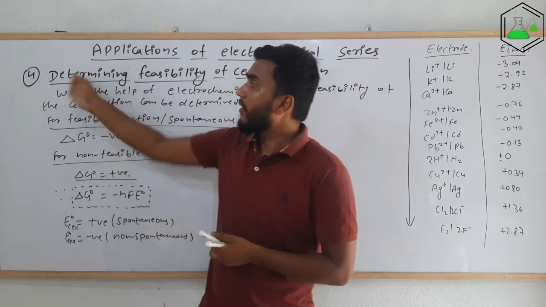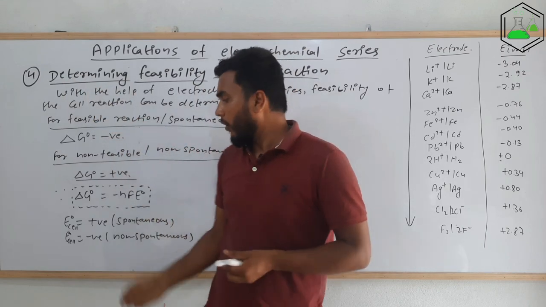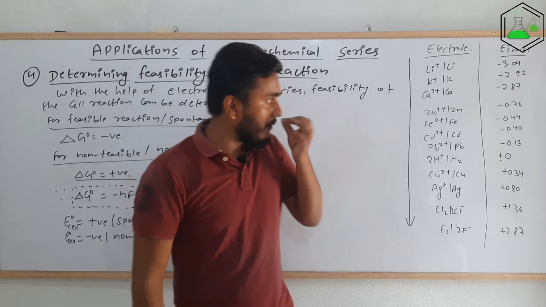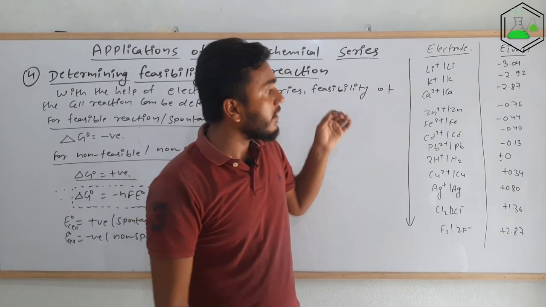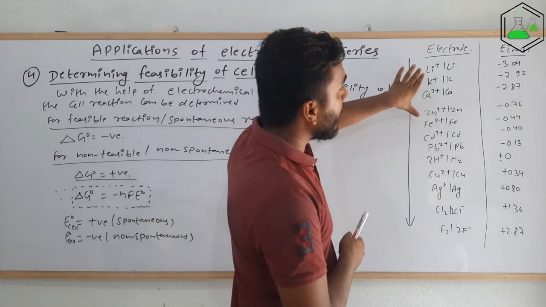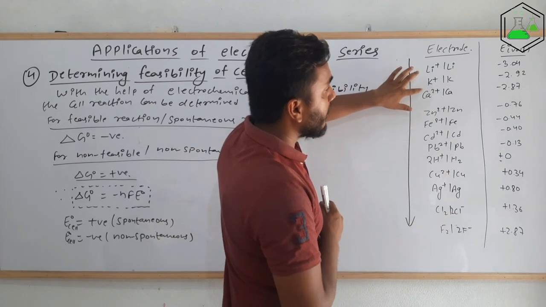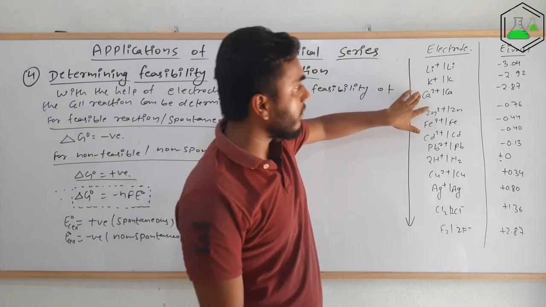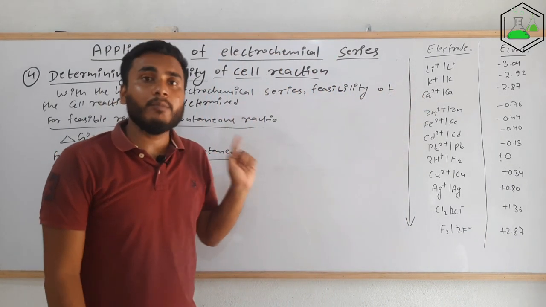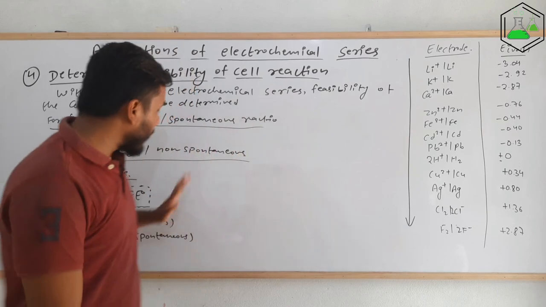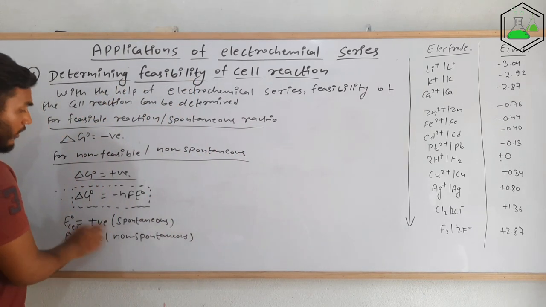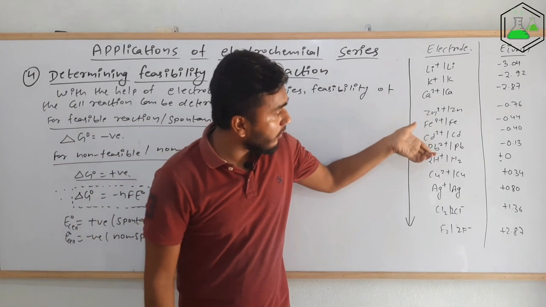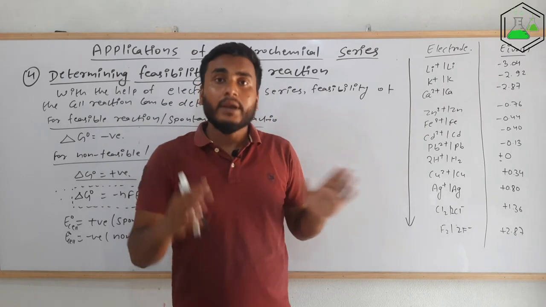I've already taught in application number 3 how we can calculate the value of standard EMF of the cell. We can calculate the value of standard EMF with the help of this electrochemical series. If we have a cell containing any two electrodes, in the previous case we considered a cell containing calcium and copper electrodes. In that case the value of E naught cell came to be 3.21, that is a positive value, and for a positive value the cell reaction will be spontaneous. So our choice of these electrodes was correct.